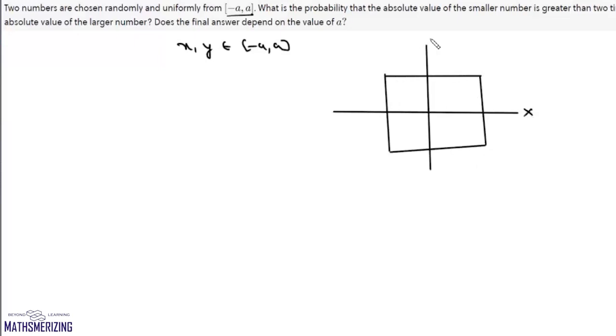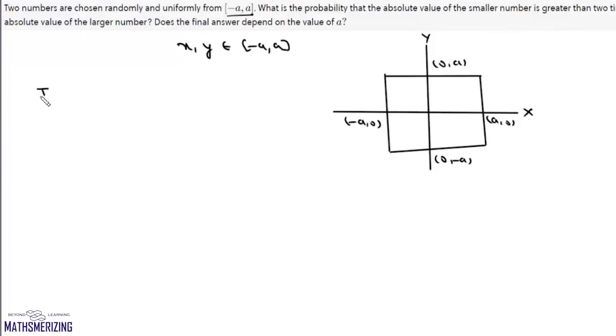So this is your x and this is y. This is minus a comma 0. This is a comma 0, 0 comma a and 0 comma minus a. Now it says, what is the probability that the absolute value of the smaller number is greater than 2 times the absolute value of the larger number?